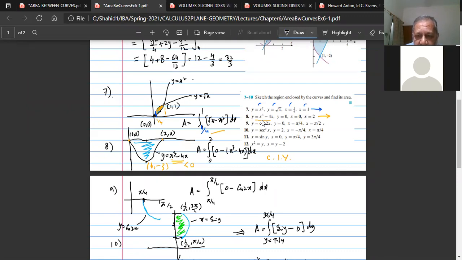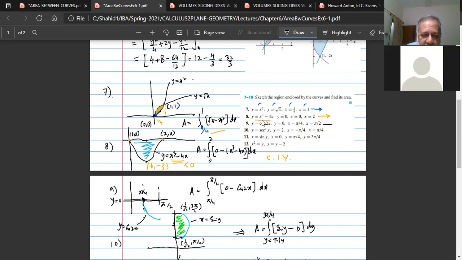What's given in 9? 9 says cos 2x. Y is equal to 0. Y is equal to 0 is the x-axis. X is equal to pi by 4 is this line. X is equal to pi by 2 is this line.